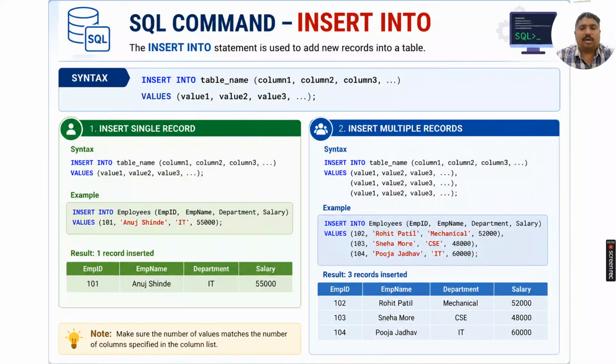For multiple records, we can add multiple records in the table as well. On the right-hand side, we can see INSERT INTO, table name, column names, VALUES, and the respective values with respect to the columns mentioned. For example, we have to add three more rows to that table. We use INSERT INTO employees with employee ID, employee name, department, salary, and mention the values: 102 Rohit Patil Mechanical 52,000; 103 Sneha More CSE 48,000; 104 Pooja Jadhav IT 60,000.